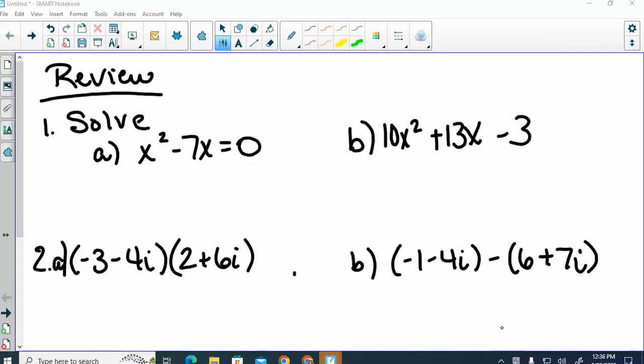1A, if I asked you to solve this, what would we have to do? So we could take out an x, that leaves us with x minus 7 equals 0. So then we set each to 0. So we get x equals 0 and positive 7. Second one, what would we do to solve that?